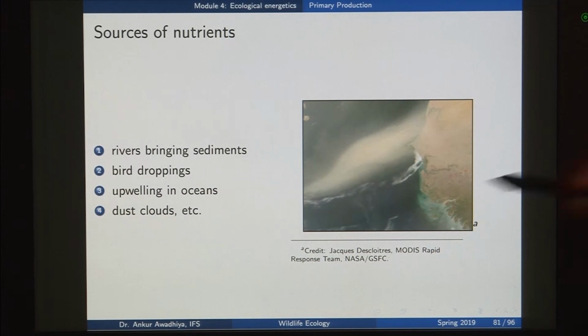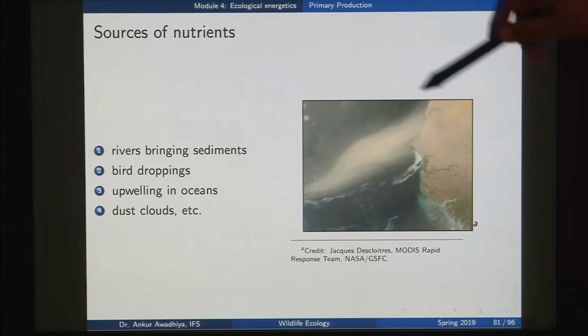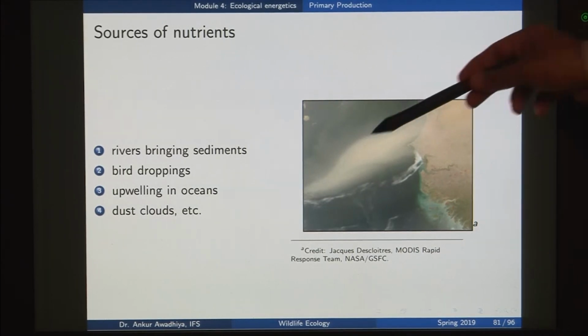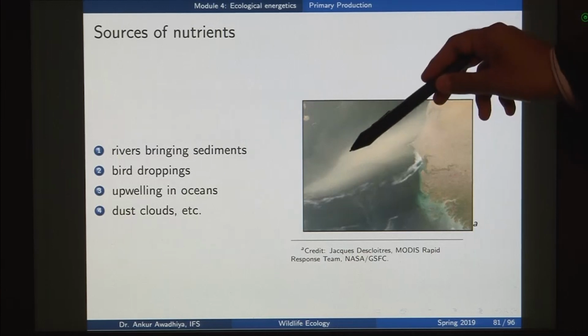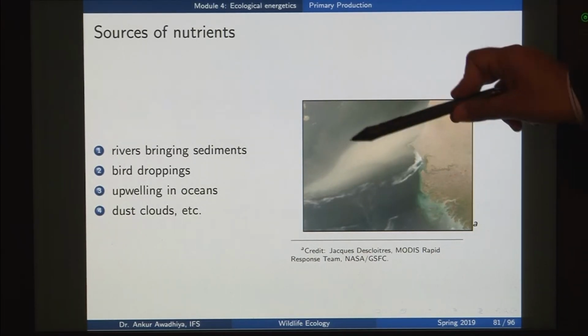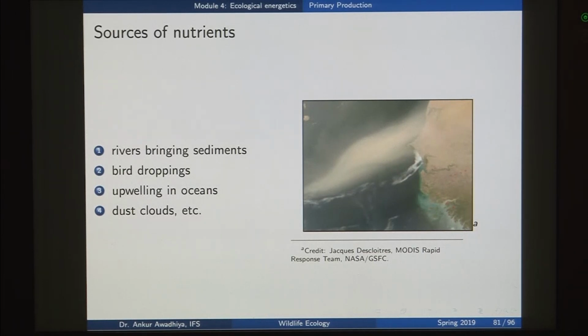Another source of nutrients is dust or cloud and so on. So, for instance, here we are observing an area that is close to Africa, and here we see that there is wind that is taking all of this dust to the ocean. So, when this happens, along with the dust, quite a lot of nutrients also gets passed into the oceans.